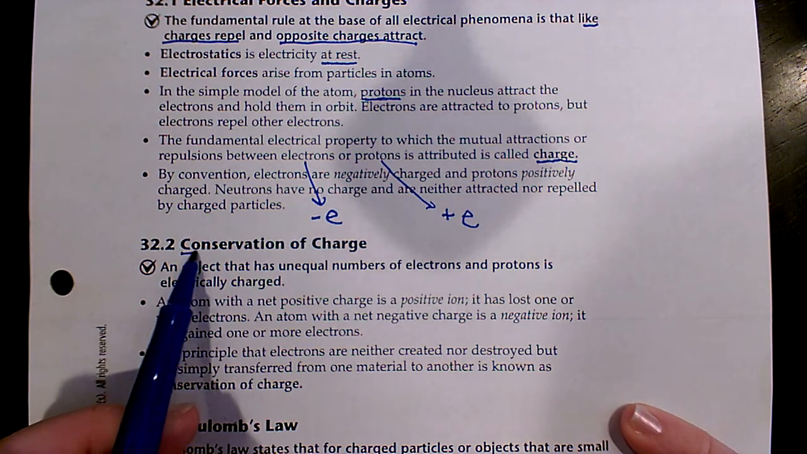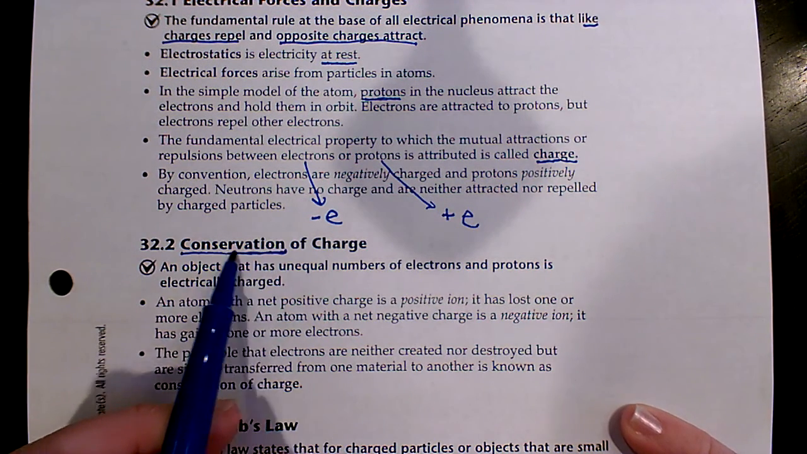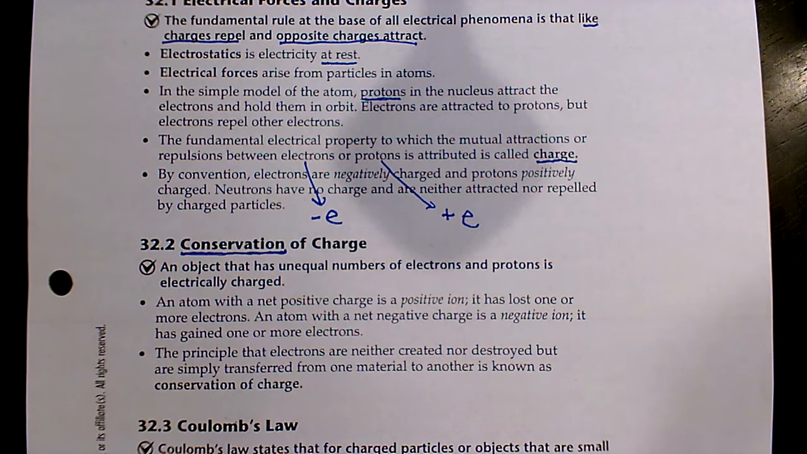Conservation of charge. We have seen this word in science over and over again. It always means the same thing: cannot create or destroy. So conservation of charge: we can move charge, we can transfer charge, but we cannot make it and we cannot destroy it.